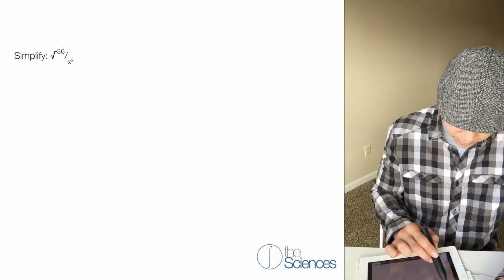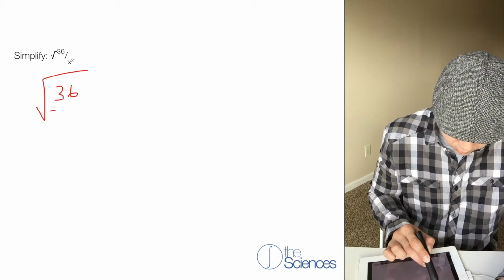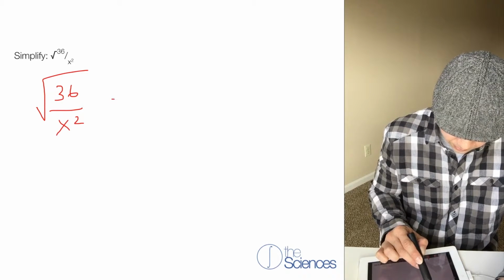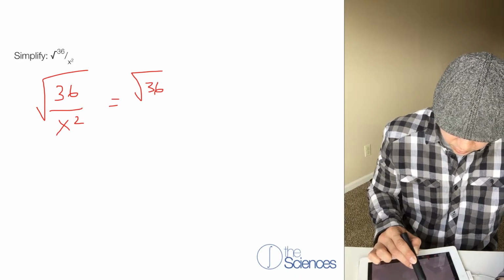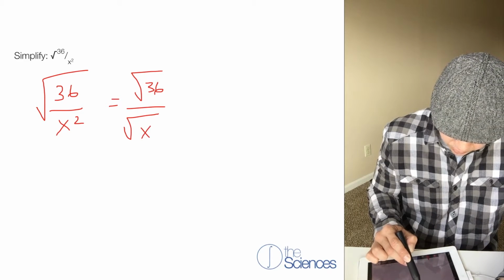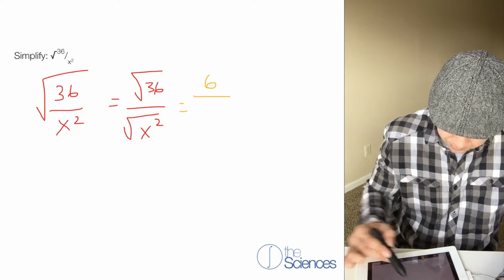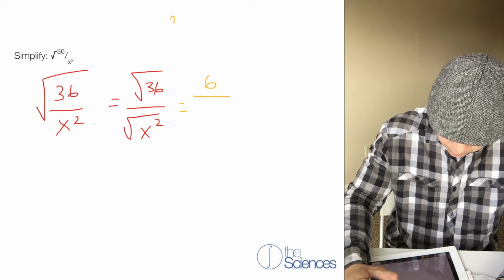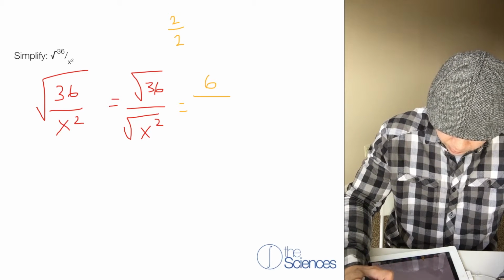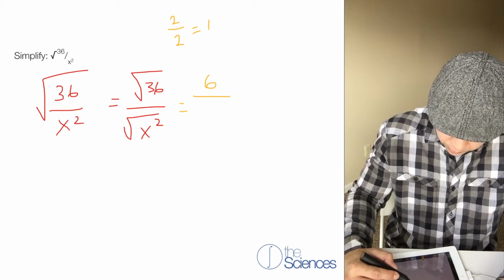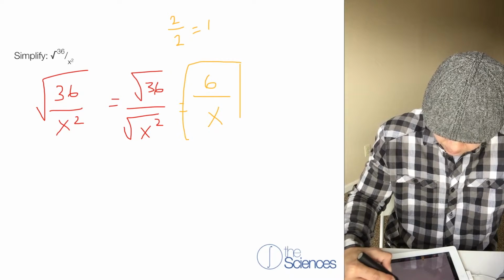Here we have the square root of 36 over x squared. Well, that's the same as the square root of 36 over the square root of x squared. So we know the square root of 36 is 6. And then, since this is a power of 2, 2 multiplied by 1/2 equals 1. So we know the square root of x squared is just x. So that's our answer.